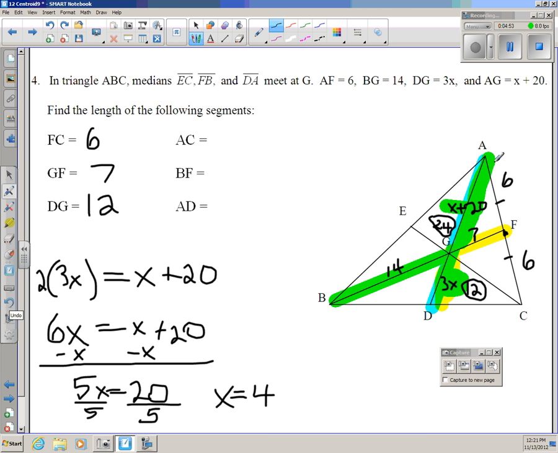AC. A to C is just this whole thing. So that's 6 plus 6, which is 12. 6 times 2. BF would be from B to F. That's 14 plus 7, which is 21. And A to D is 24 plus 12, which is 36.